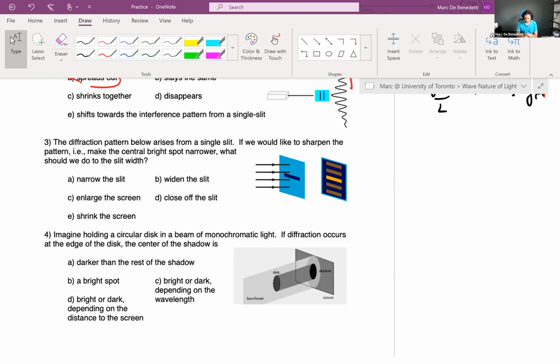Kelly says widen, that would be B. Only three people have a guess. Well, if this was on an exam, which it easily could be, what would everyone else answer? Three of you were brave. Thank you for being brave. What would everyone else answer though?